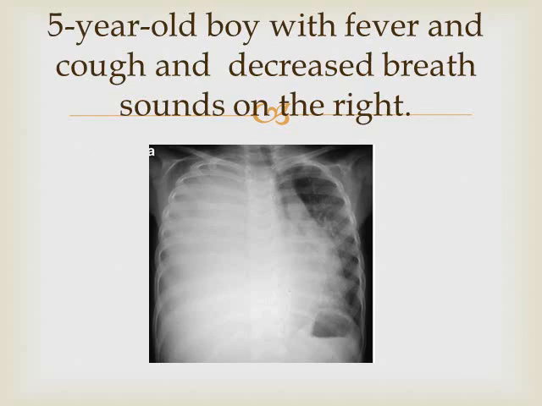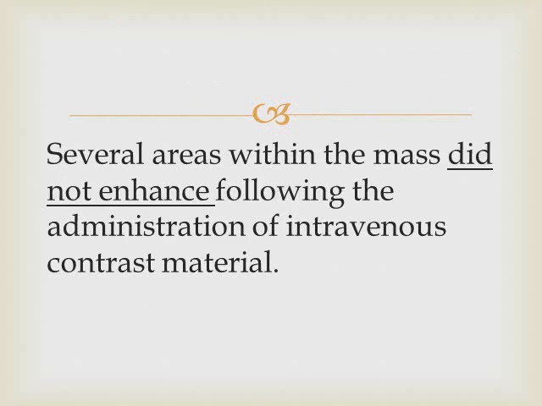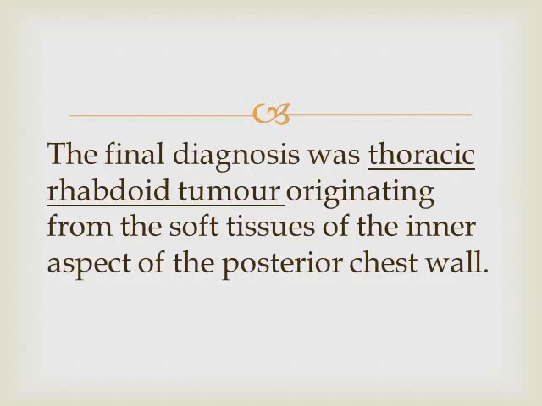A 5-year-old boy presented with fever, cough and decreased breath sounds on the right side. And CT confirms the presence of a huge right-sided chest mass displacing the mediastinal structures. So several areas within the mass did not enhance following the administration of intravenous contrast material. So the final diagnosis was thoracic rhabdoid tumor originating from the soft tissues of the inner aspect of the posterior chest wall.